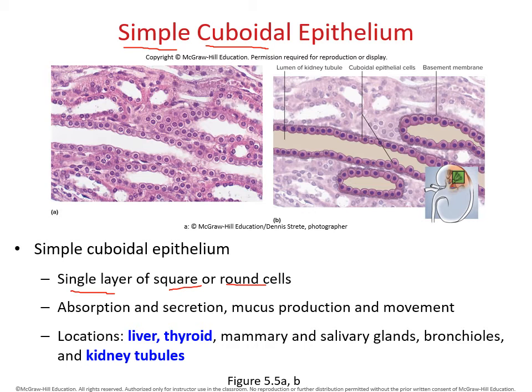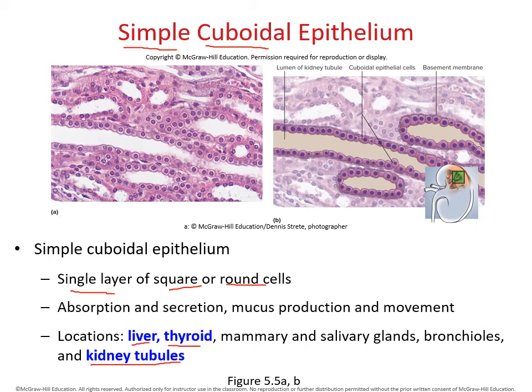For the location, I want you to know that you can find simple cuboidal epithelium in the liver, in the thyroid, and in the kidney tubules. In fact, the kidney tubules are the ones that are pictured for us in the picture above right here.